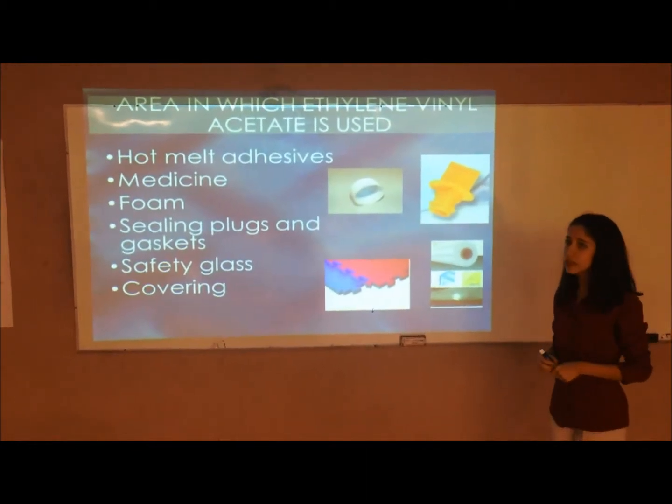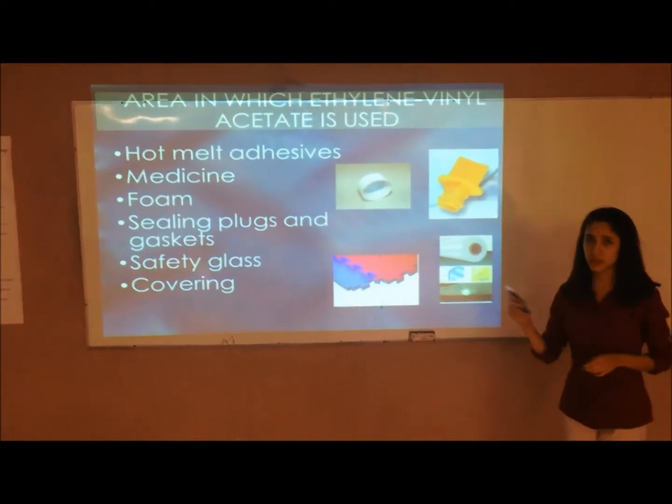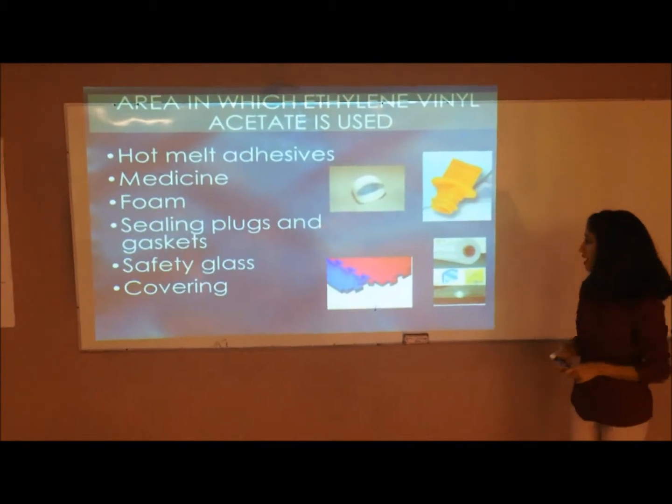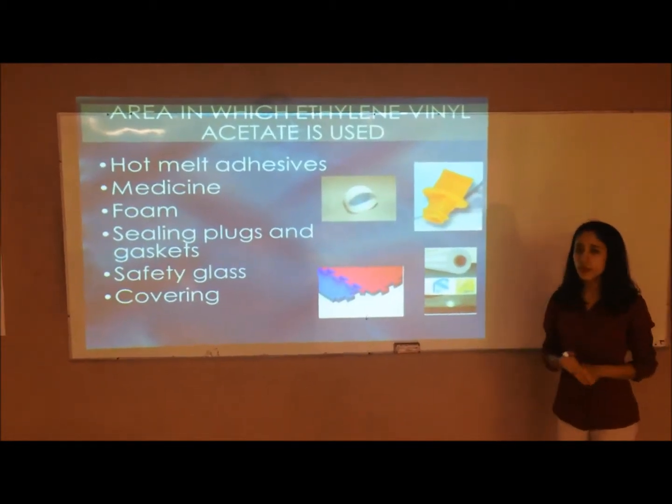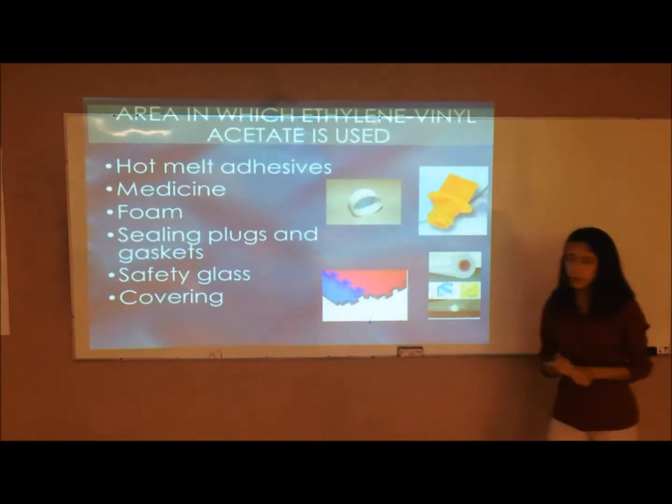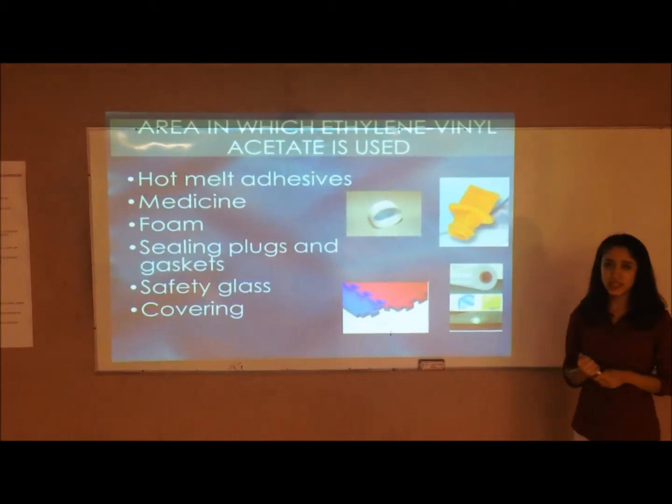Area in which ethylene vinyl acetate is used. Well, it's used in hot melt adhesives like this, medicine, foam, like this one, sealing plugs and gaskets, safety glass, and covering.